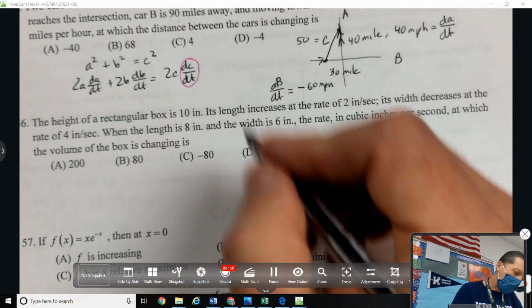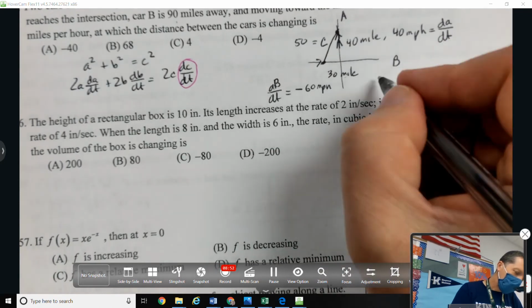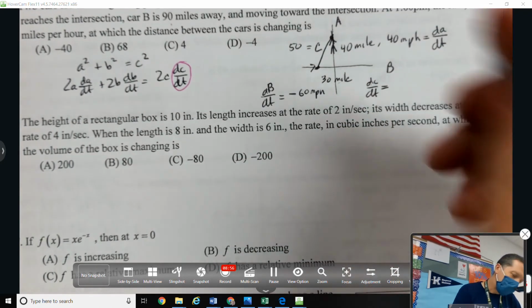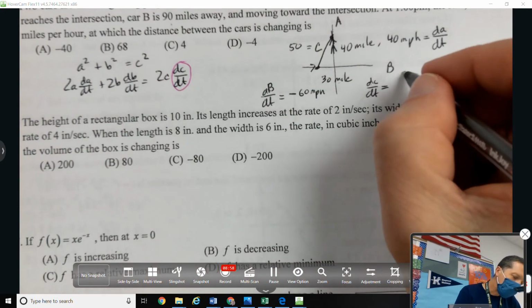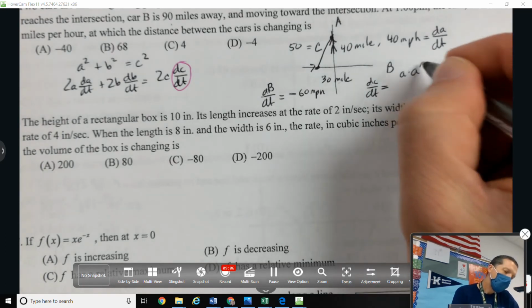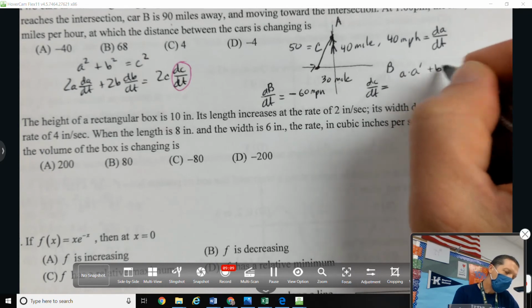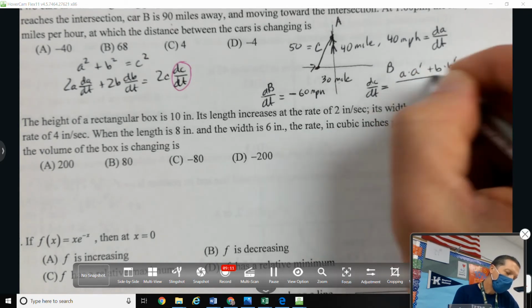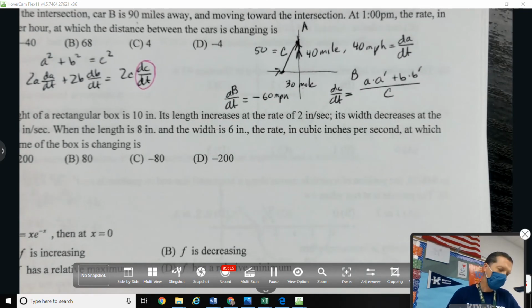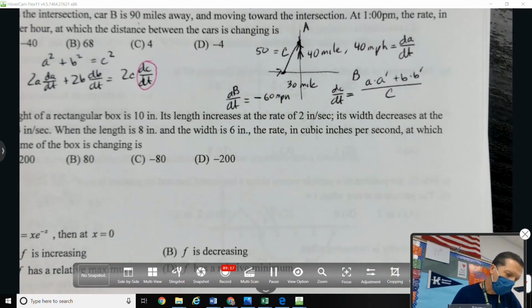Running out of space. Where to put this? So dC/dt is, I'm going to divide everybody by 2, be done with that. A times, can I switch to primes? Are we okay with that? Save me some space. A times A prime plus B times B prime, all divided by C. Here's my answer. And this is no calculator, so this is supposed to work out somehow.